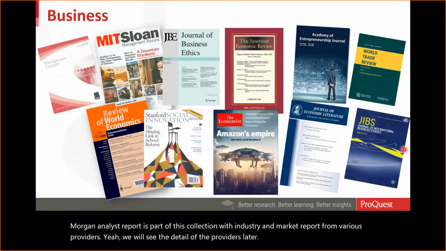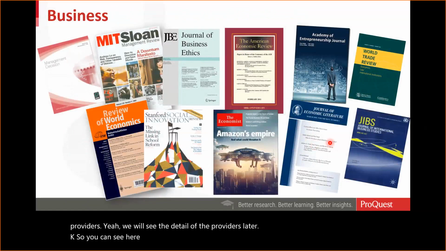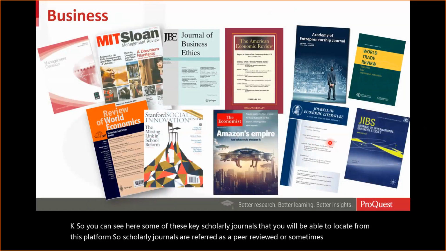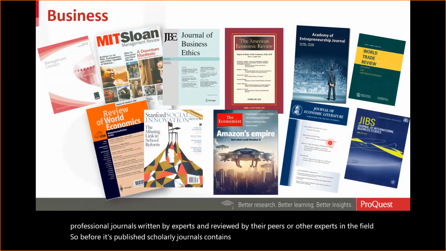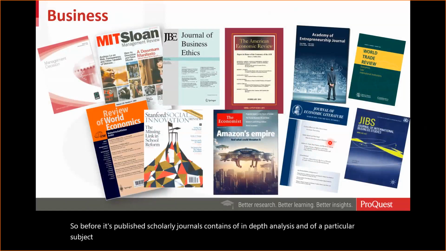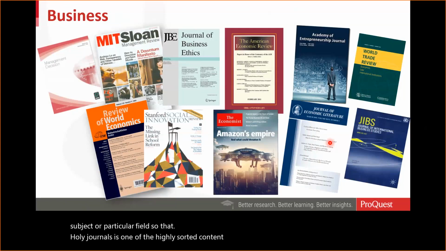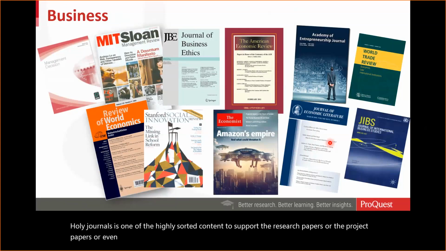Okay, so you can see here some of the key scholarly journals that you will be able to locate from this platform. Scholarly journals are referred to as peer-reviewed, or sometimes even professional journals, written by experts and reviewed by their peers or other experts in the field before it's published. So scholarly journals contain in-depth analysis of a particular subject or field. So you know that scholarly journals are one of the highly sought content to support research papers, project papers, or even working papers. Not only as research-related, but they can be used as content to support teaching as well.